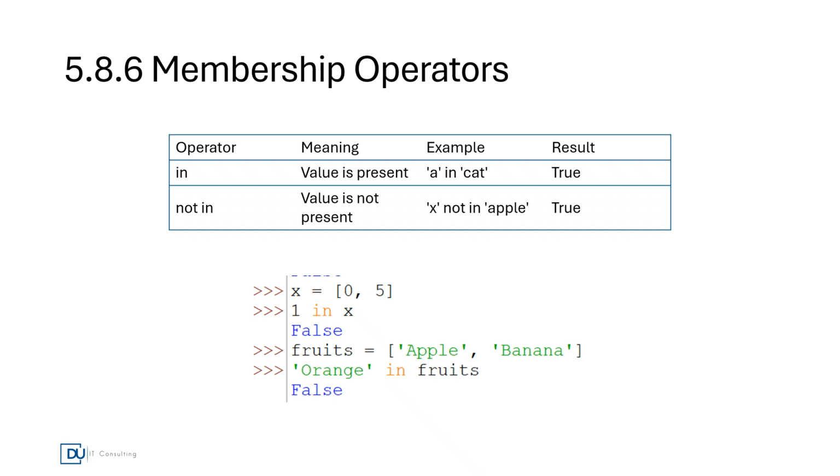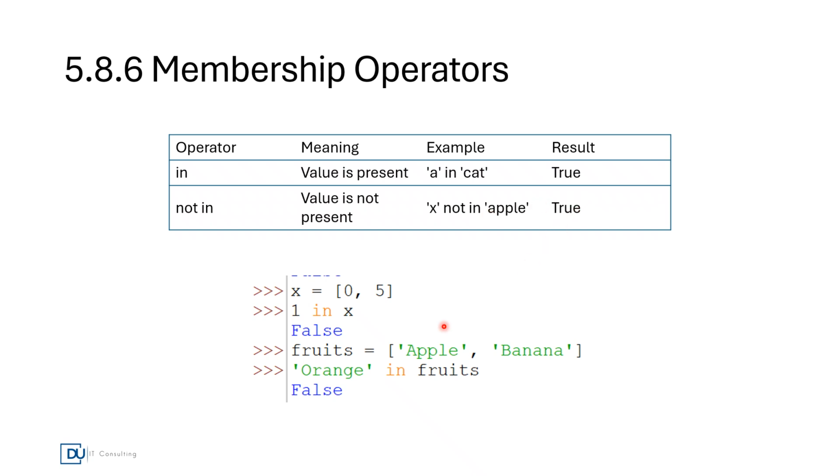Membership operators. The operators are in and not in. The in operator checks whether a value is present. For example, is 'a' in 'cat'? The result is true. And not in is used to check whether a value is not present. So is 'x' not in 'apple'? Yes, so the result is true.